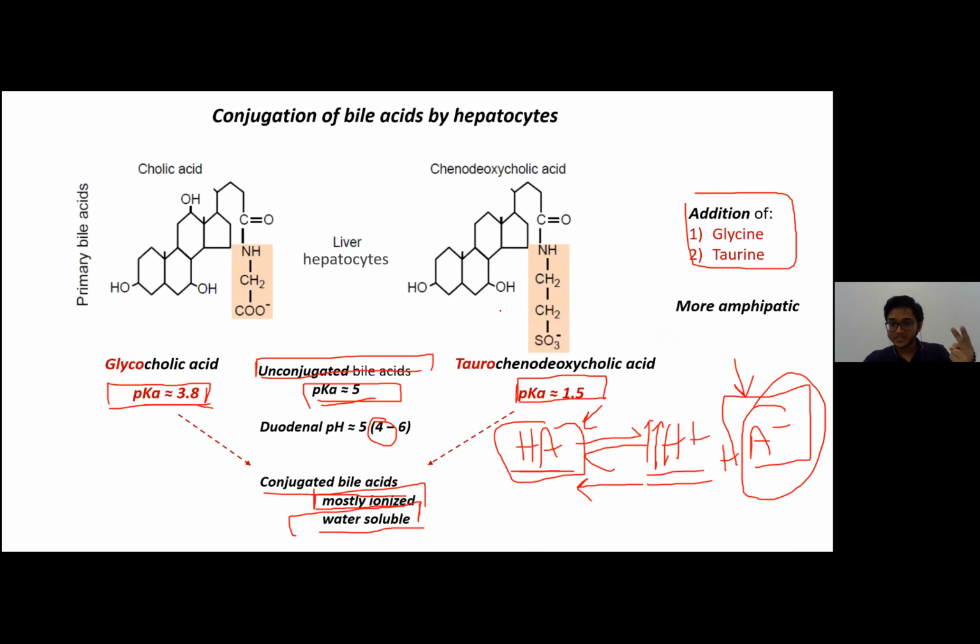Second step is conjugation. Why do you need to conjugate? Because unconjugated bile acids have a high pKa, which means they're unionized. You need to conjugate them with glycine or taurine to decrease their pKa to ionize them. If you ionize them, you make them more water soluble. I hope now it's clear. Okay.